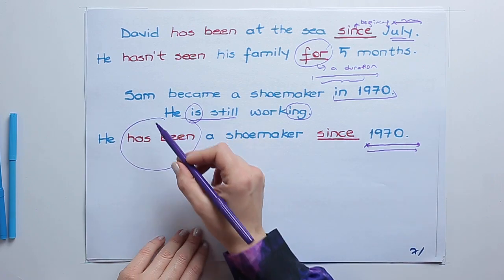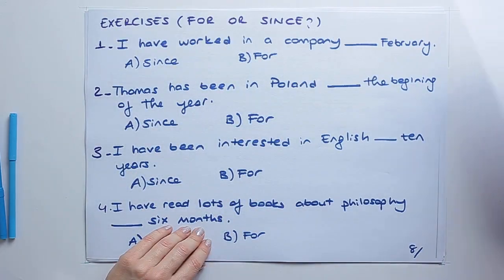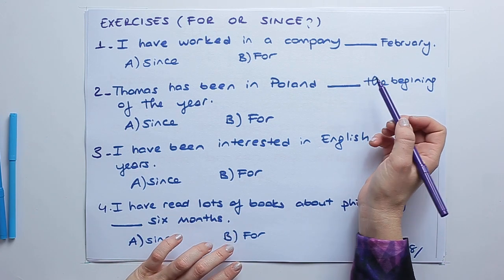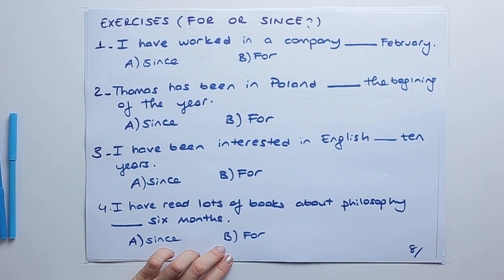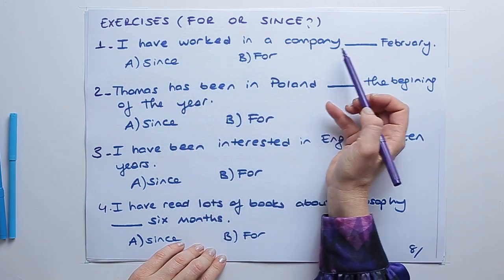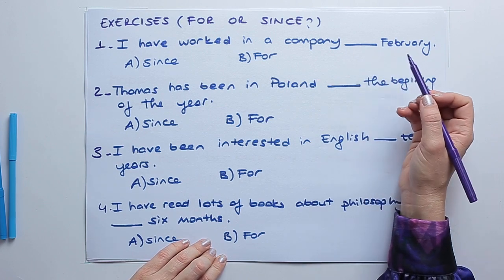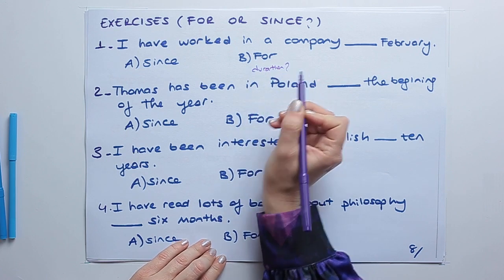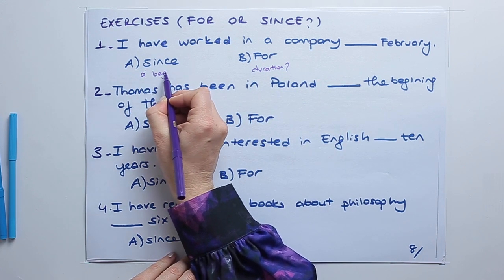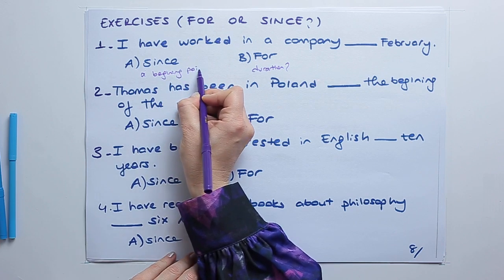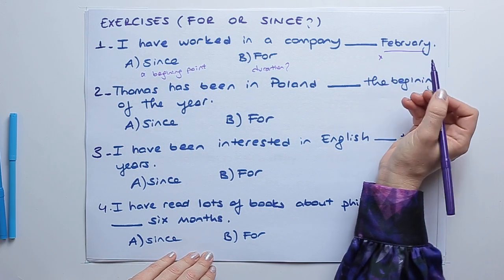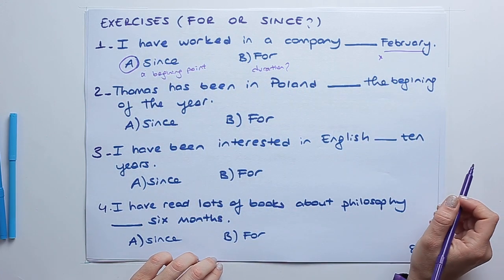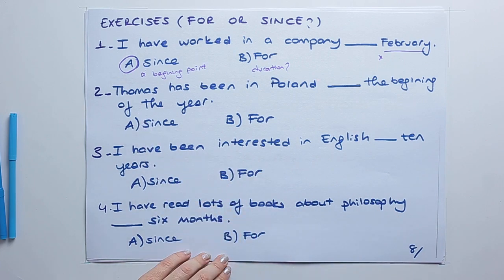So that's why we use has been in the perfect form. Now, we've got some exercises for or since. Let's take a look at the first one. I have worked in a company since February. Now, I need to think, does it refer to a duration or does it refer to a beginning point in the past? Since February is a beginning point, it's not a duration, I can confidently cross A for the answer.